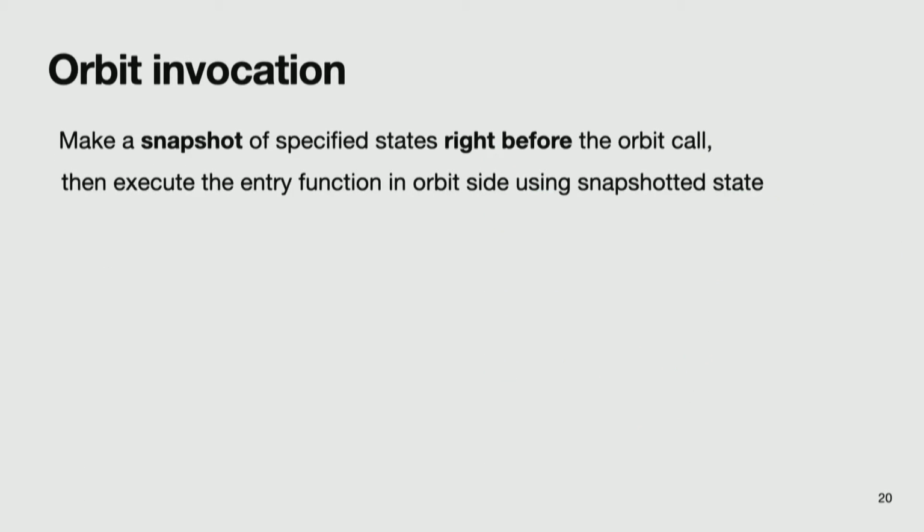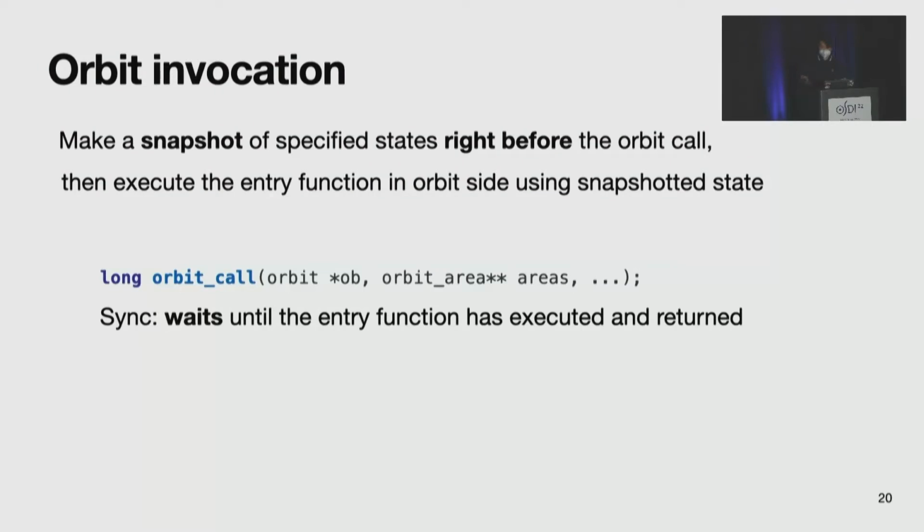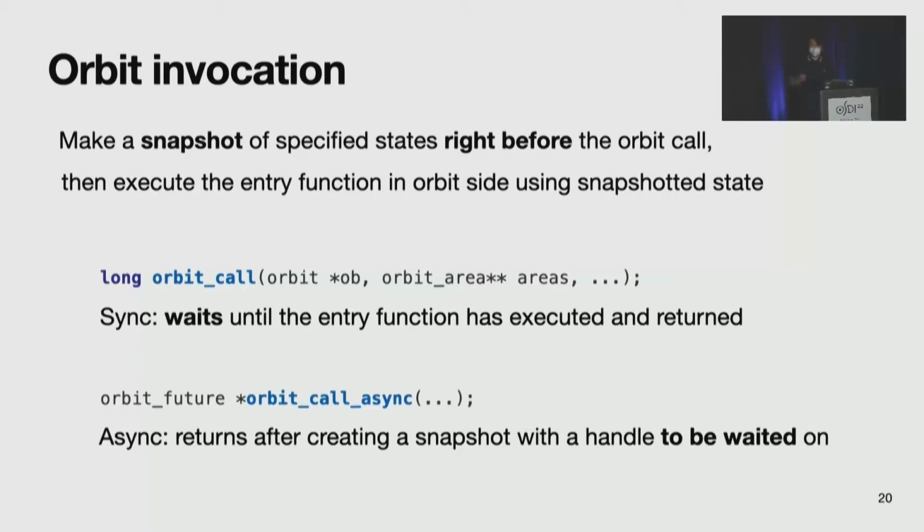To invoke an orbit task, an explicit orbit call needs to be made. At each invocation, the kernel will make a snapshot of the specified states and ensure it is the state right before the invocation. Then, the states are synchronized to the orbit side, and the entry function executes on the orbit side to inspect those states. We provide two APIs. The synchronous one will wait until the task has finished, while the asynchronous one will return right after we create a snapshot.